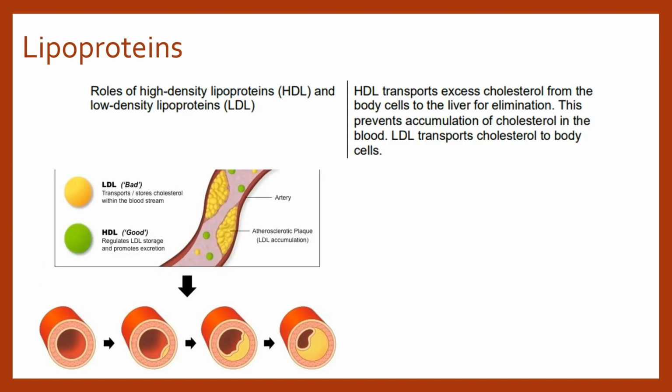We need to be able to move cholesterol around the body. It is required. So we do so by using lipoproteins, of which there are two types: high density and low density, HDL and LDL. The HDL is responsible for transporting any excess cholesterol from our body cells to the liver to be eliminated. So this will prevent accumulation of cholesterol within the blood vessels, thus reducing the odds of an atheroma forming, which is why you'll often hear it referred to as the good cholesterol.